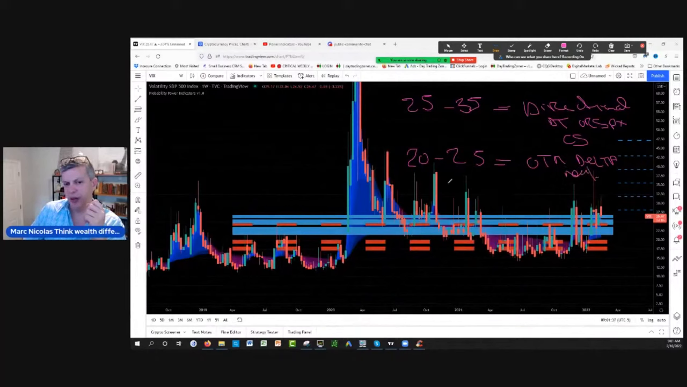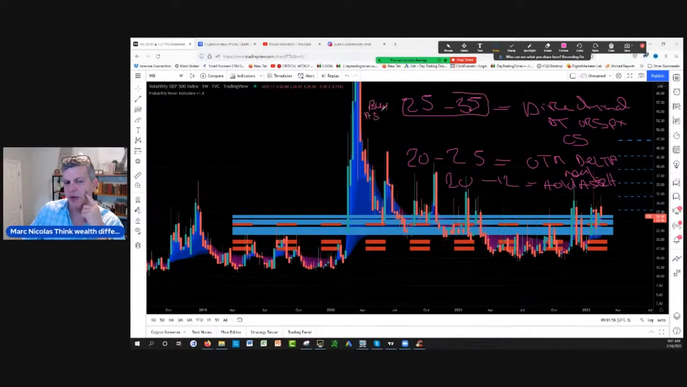And guess what? When it goes 20 to 12, it's just your old assets. You hold the assets. And by the way, even at the 25-35 or at the top, I buy assets. I buy assets when the market is fearful. And you hold those assets till about this 12.17.